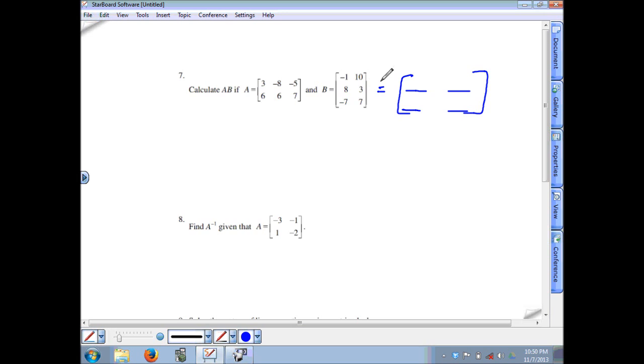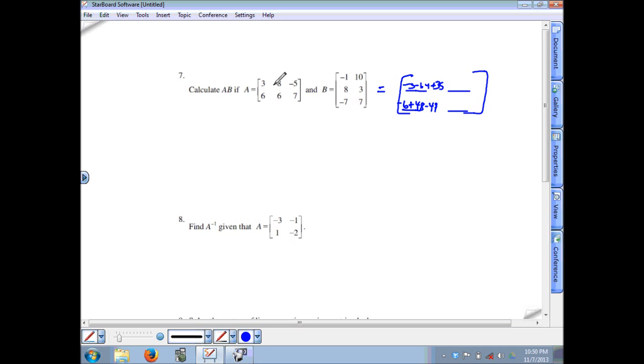This entry here comes from the first row, first column. So first row here, first column right here. So 3 times negative 1 is negative 3. Negative 8 times 8 is minus 64. And then negative 5 times negative 7 is positive 35. Now this entry here is second row, first column. So second row, first column here. 6 times negative 1 is negative 6. 6 times 8 is 48, and then 7 times negative 7 is negative 49.